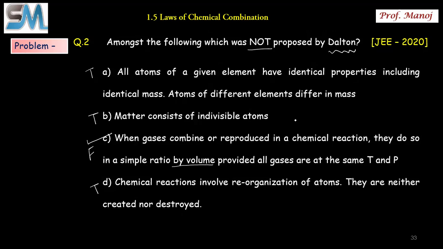So in today's lecture, we have covered the different laws of chemical combination, which was 1.5 of your NCERT, and Dalton's theory of atom, which was 1.6. In the next class, we will be seeing atomic mass, molecular mass, and slowly go to the mole concept.